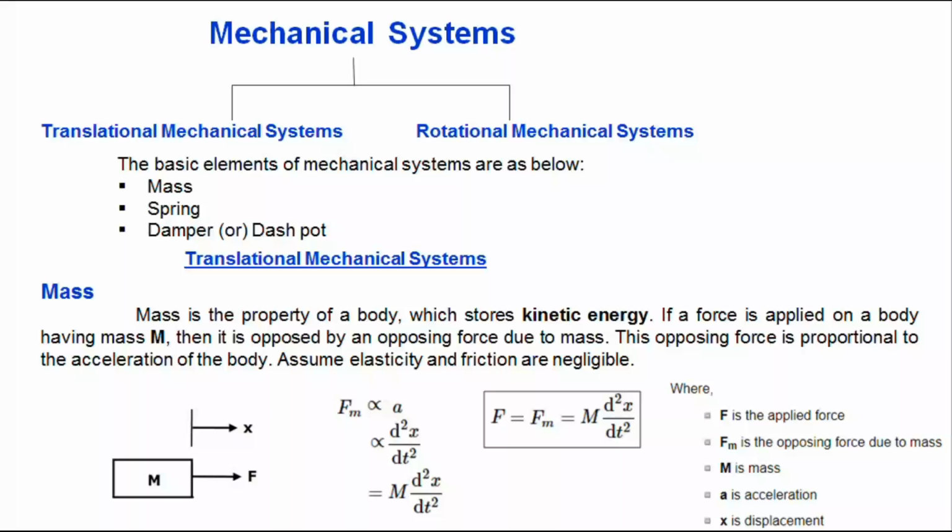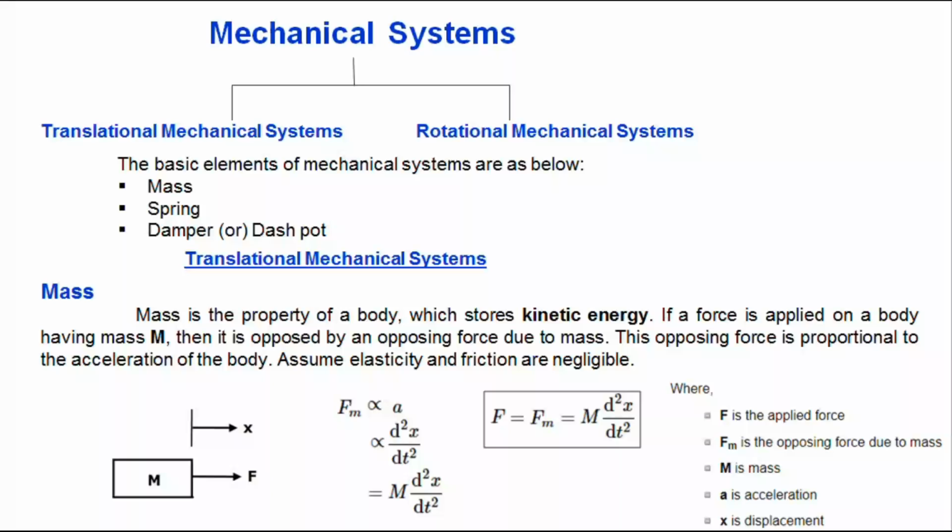Now the last one, that is called the basic element. The basic elements of mechanical systems are mass, spring and the damper element. The mass element is the property of any metal body, and the spring element is the elasticity of the metal body, and the dashpot or the damper element is the frictional element. The friction is indicated in the form of a dashpot.